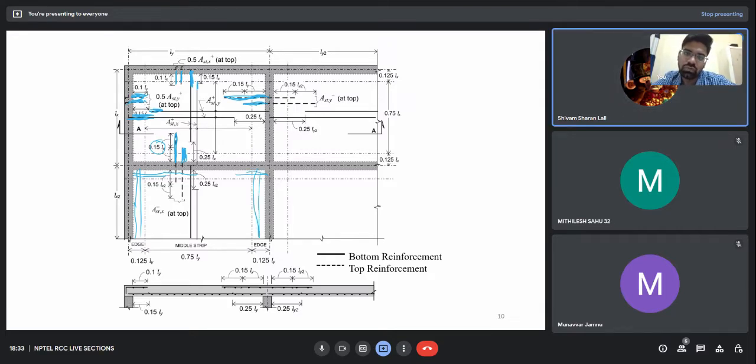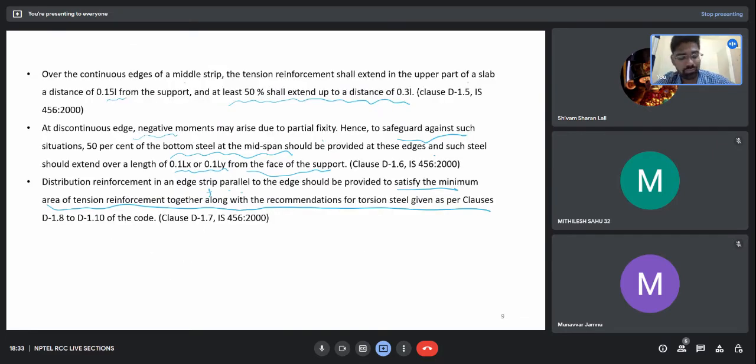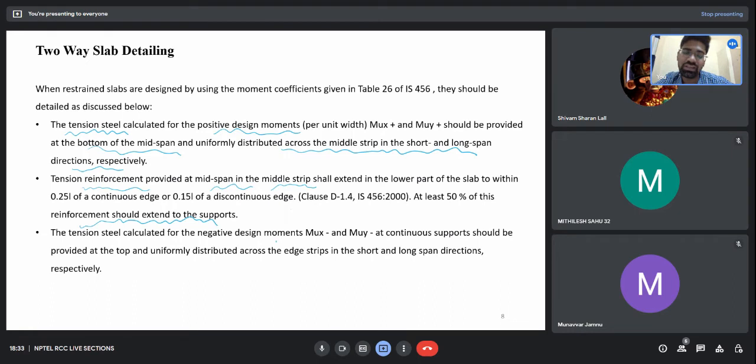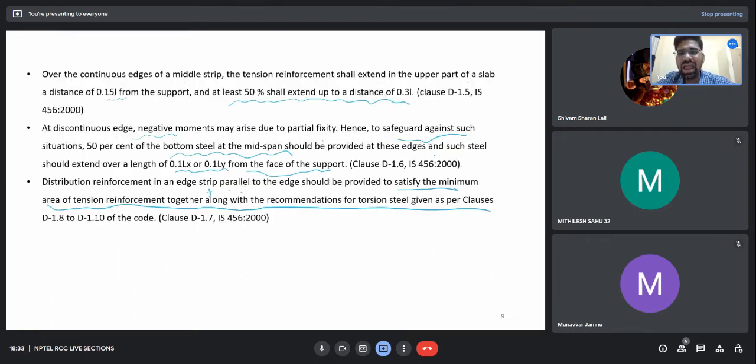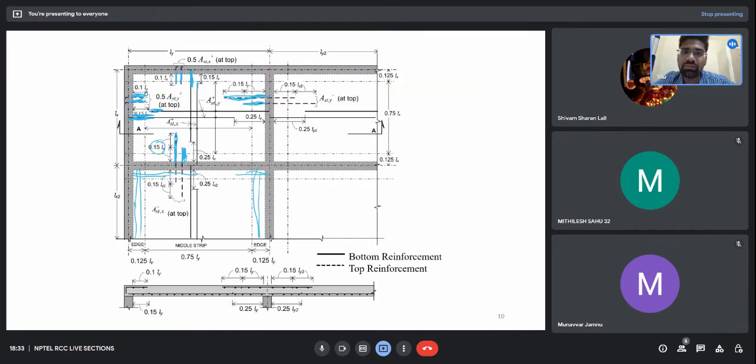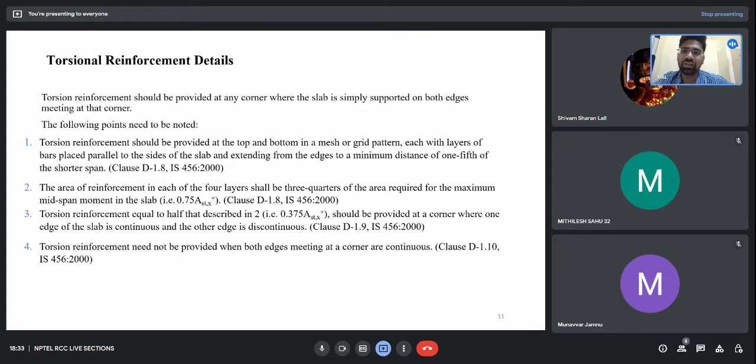Okay, sir. So just one more time, I know it is difficult to understand, and for me also it was difficult. I will agree with this, but I will suggest you go through these clauses one more time, because these are some of the important points that you should try to understand. There is a lot of reinforcement curtailment in these two-way slabs, and it may create a lot of confusion. So please kindly go through this slide once more. Now let's proceed further for today's class.